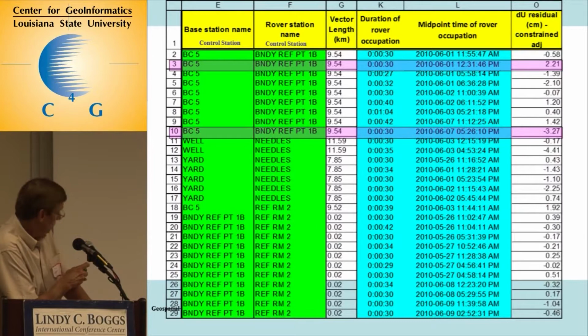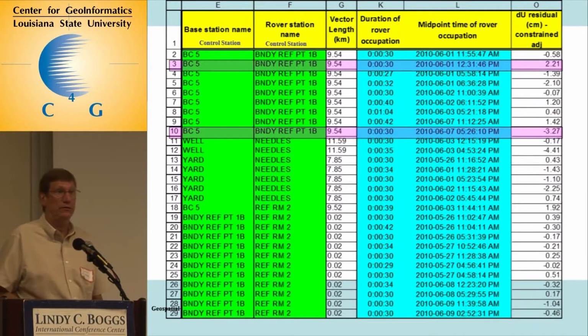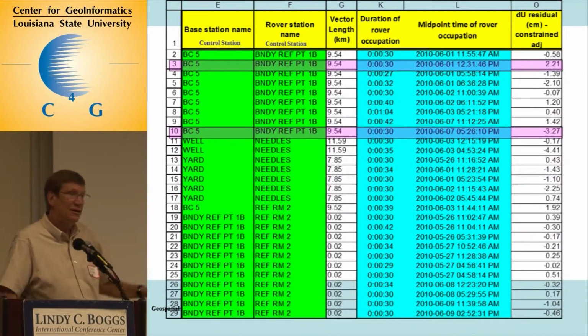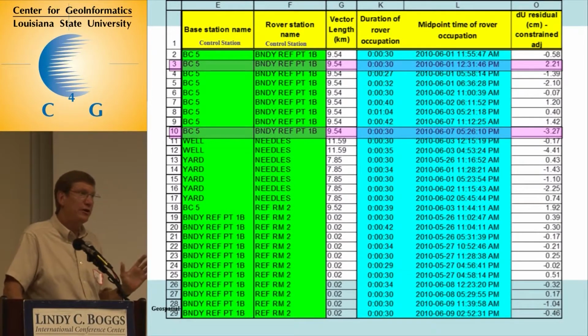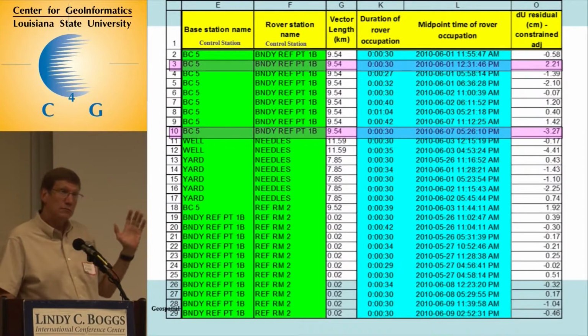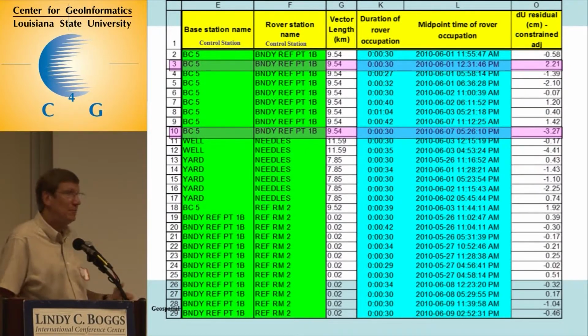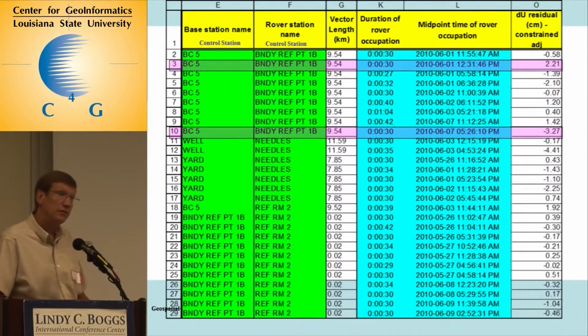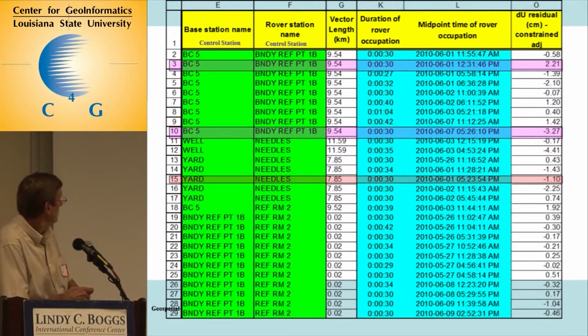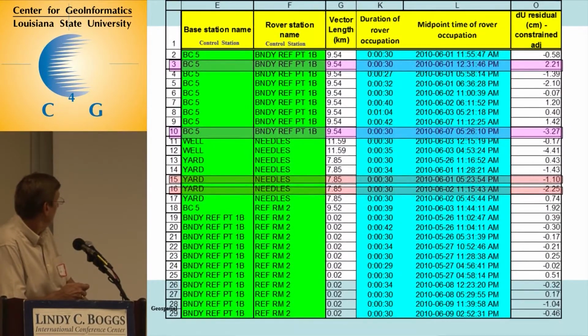Now here is BC5 again, this boundary point, and this is at a different day, different time of the day, but they differ by 5.5 centimeters. Those are the short sessions. I'm looking at this from the standpoint of guidelines. I'm saying, well, if I do it on two different days, different times of the day, and I get opposite signs, maybe the mean is close to the truth and so forth. In this case, it is. So, why am I getting that difference? I don't know. Here's one, yard to needles, and then yard to needles again.